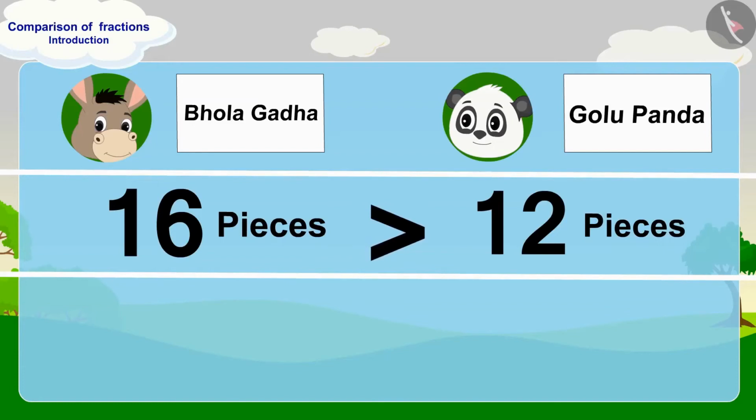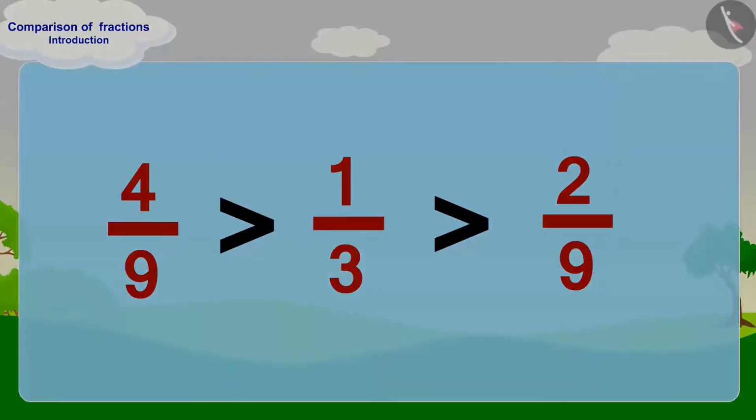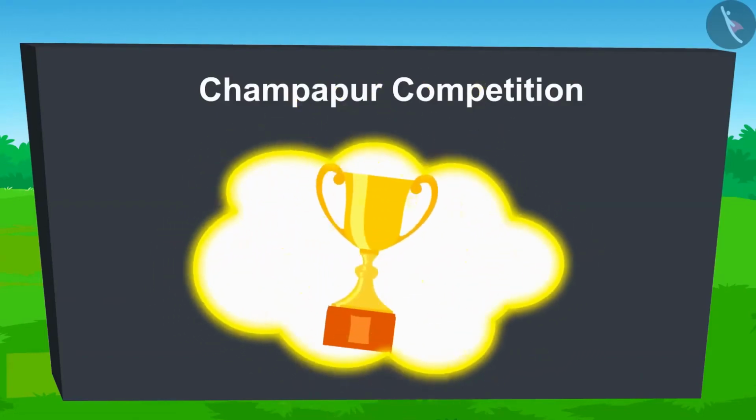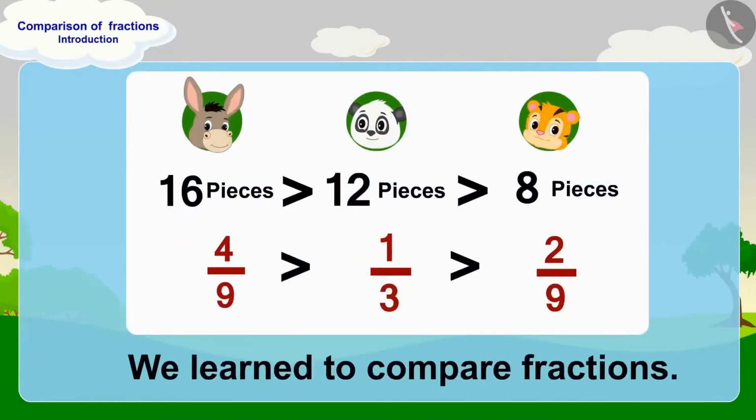We can also see it in this way, that fraction 4/9 is larger than 1/3. We can also write the fractions for the number of pieces of paper written on by Bhola, Sher Khan and Golu in this way. After all, Bhola won the competition by writing his name on the most pieces of paper. Children, in this lesson, we learned to compare fractions.